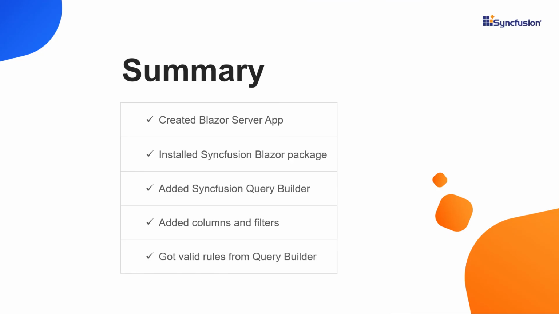Finally, let me summarize the main points. I have explained the steps to create a Blazor application and add the Syncfusion Blazor package. Then I showed you how to add the Syncfusion Blazor Query Builder component to the Blazor server application. Finally, I explained how to add columns and filter the data by adding conditions to it, and how to get the rules from the Query Builder.